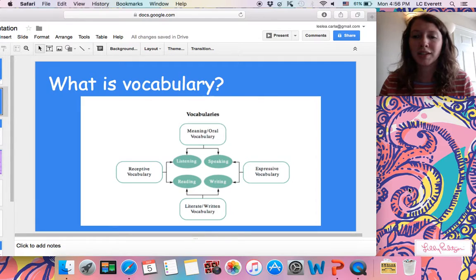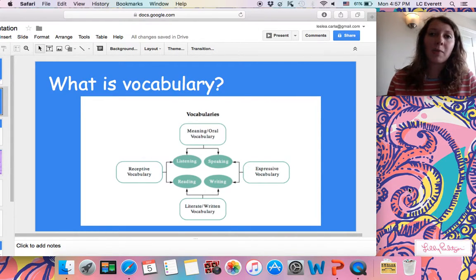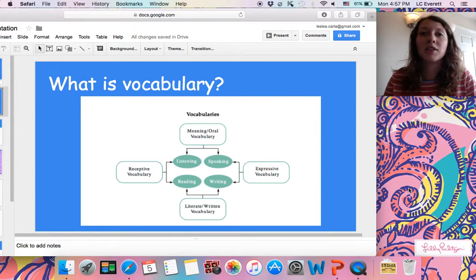Something that's really important to know is that most children begin first grade with a spoken vocabulary of 6,000 words, and every year after that they need to build on 3,000 words more. So it's our job to teach them this vocabulary and build their vocabulary up so that they're where they need to be when they get to the third grade and beyond.